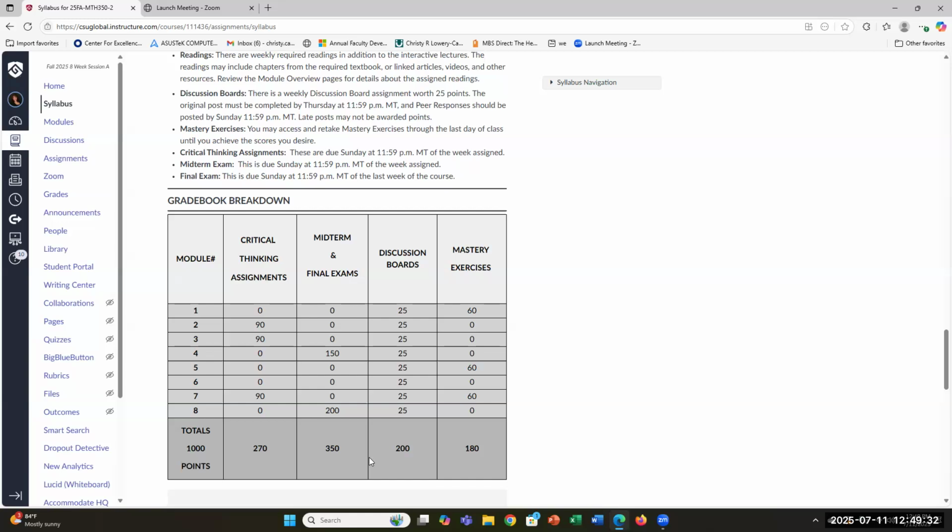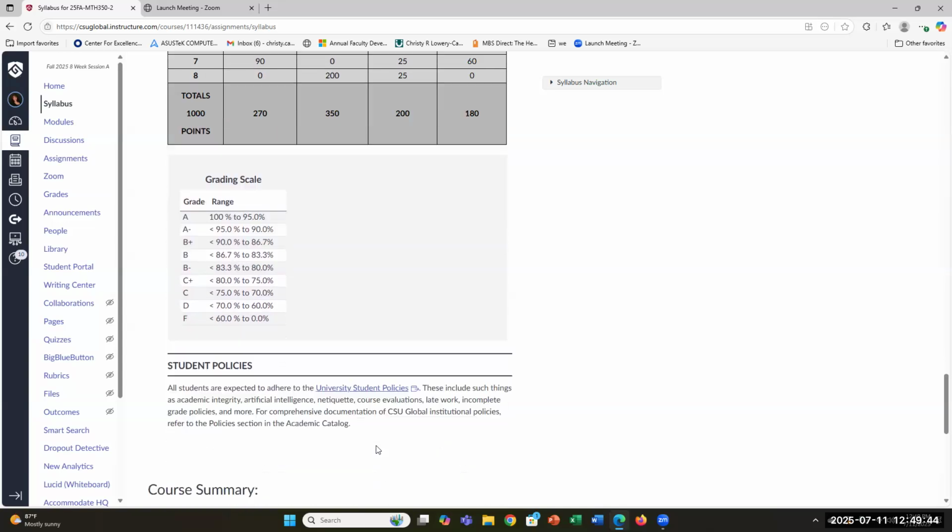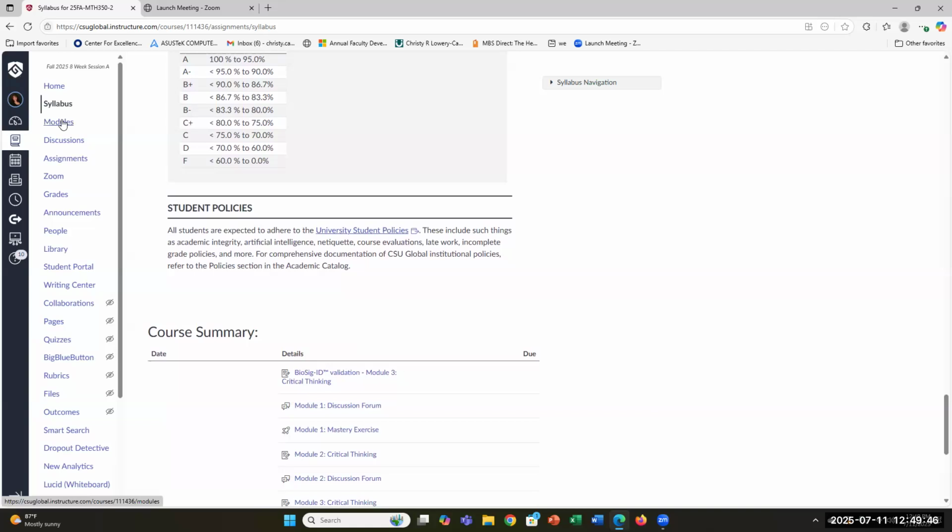You will see everything that you're going to need over in the modules. Let me keep going for a second. Notice our grading scale, that we do use the pluses and minuses, so please pay close attention to your whole number and likewise your decimal value for that. Let's go ahead over into modules.